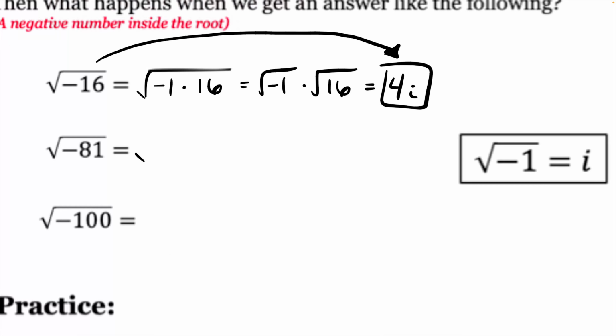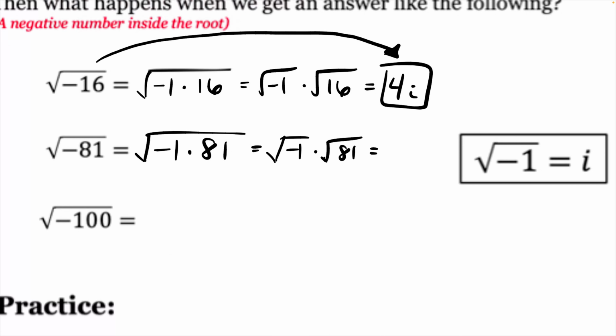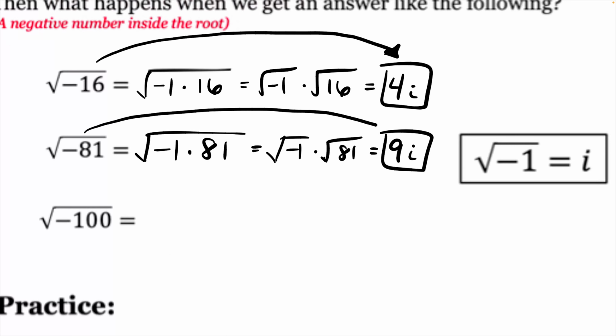81. Instead of negative 81, let's write negative 1 times 81. Still negative 81. So I have negative 1 times positive 81. The square root of 81 is 9, just like we said earlier. The square root of negative 1 is i. So what is the square root of negative 81? 9i. So what's the square root of negative 100?